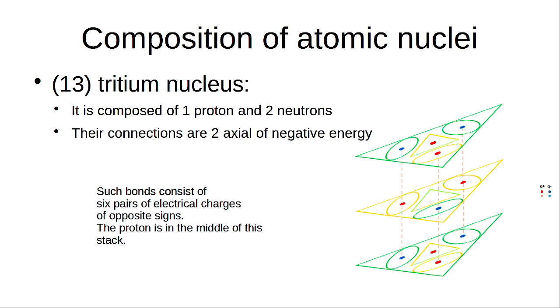Composition of atomic nuclei. 13. Tritium nucleus. It is composed of 1 proton and 2 neutrons. Their connections are 2 axial bonds of negative energy. Such bonds consist of 6 pairs of electric charges of opposite signs. The proton is in the middle of this stack.